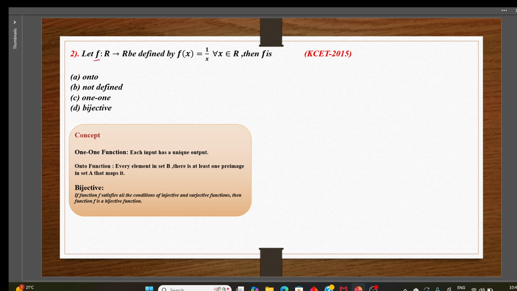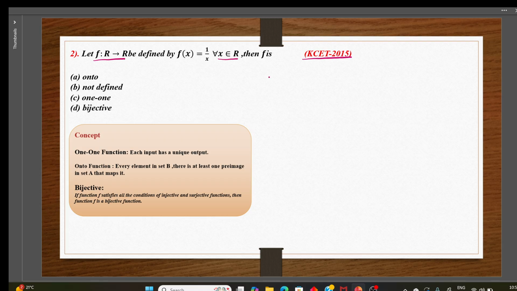Here the next question is, let f be a function from real numbers to real numbers, defined by f of x is equal to 1 by x for all x belonging to R. For all x belonging to R means all domain values are real numbers. Then find whether f is onto, not defined, one-one, or bijective. This question is from KCET 2015 only.